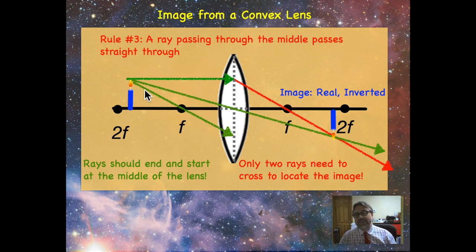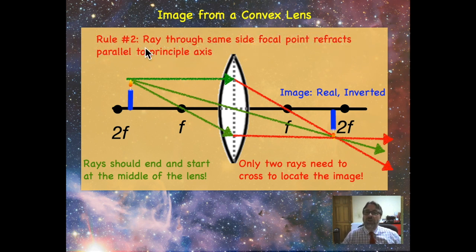Rule number 2 is I send the light through the focal point on the side of the object. Now again, as this light goes to the center of the lens, this light ray is going to get bent towards the principal axis. In fact, it's going to get bent so it is parallel to the principal axis. And there you have it. So this is rule number 2. A ray through the same side focal point refracts parallel to the principal axis for a convex lens.